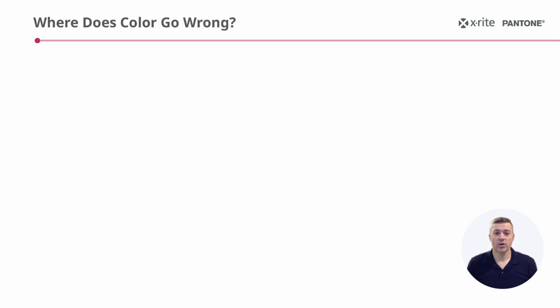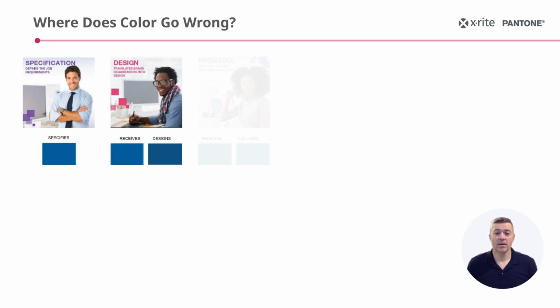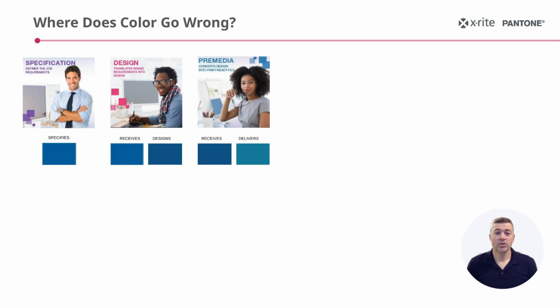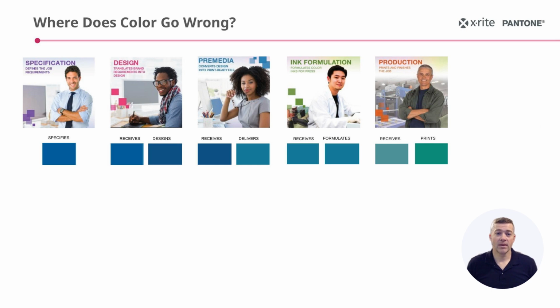Let's start by taking a closer look at your supply chain. Where does color go wrong? At the beginning of any print project, the desired colors are specified, but sometimes those colors aren't clearly communicated throughout the supply chain. Other times, they simply aren't achievable with the chosen inks or substrate, but they're used anyway, resulting in less than ideal outcomes.